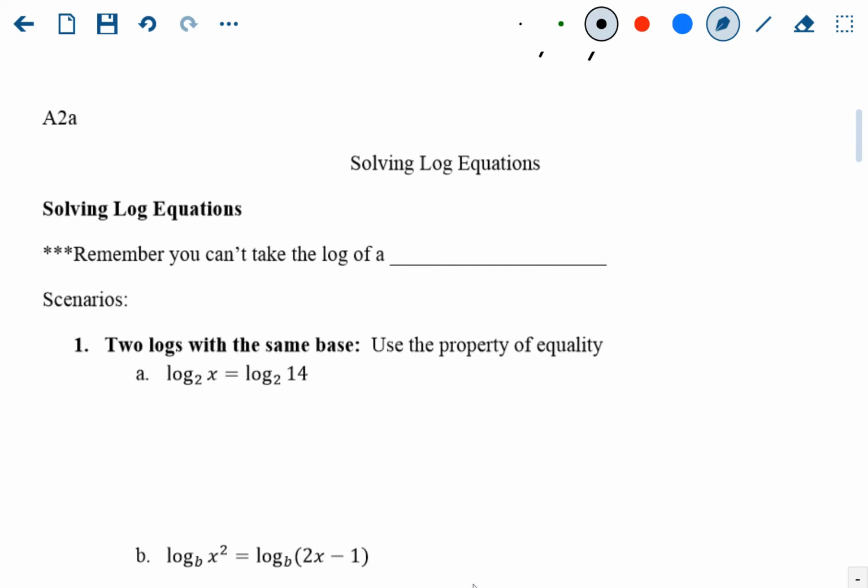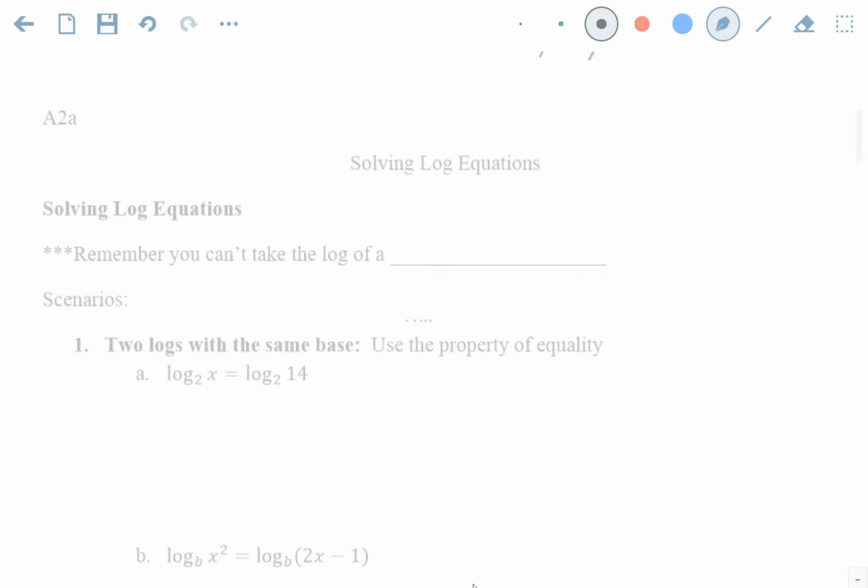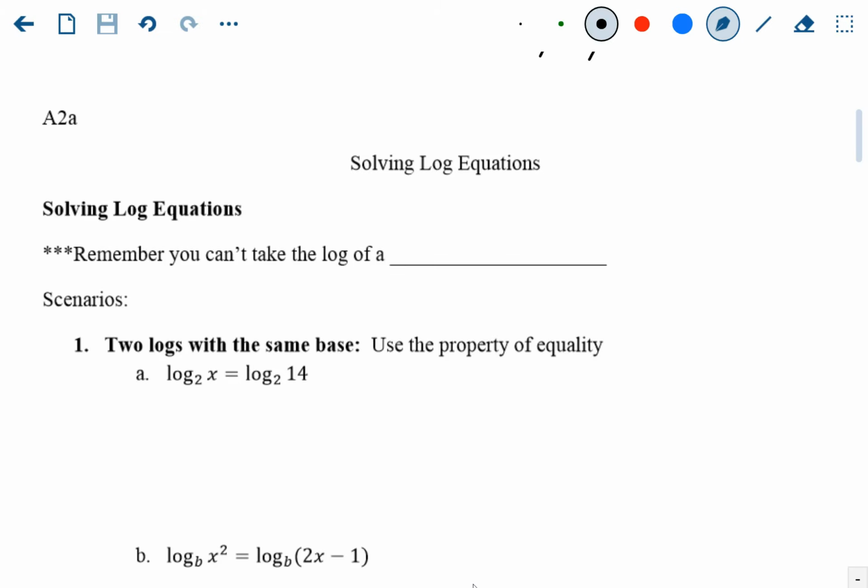Okay. So now we're going to solve log equations. On Monday we did the log properties, and one of the properties was the equality property. Then Tuesday, Wednesday, we didn't really use the equality property, we were just using the other properties to condense and expand. But now we're using the equality again. When you're solving log equations, there are going to be three scenarios, and we're going to do a couple problems from each scenario.